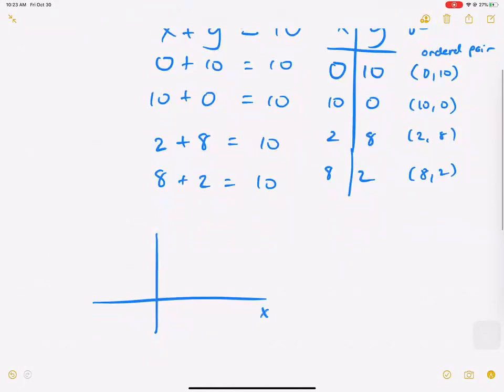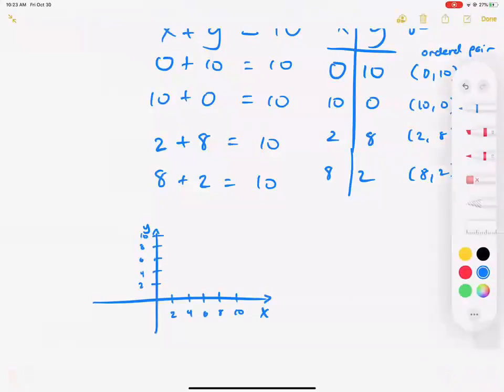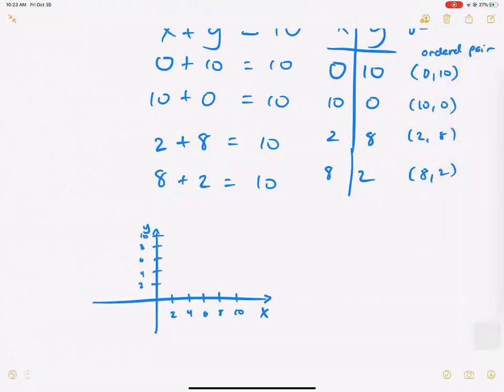If my x values are my horizontal and my y values are my vertical, I'm just going to count by twos. 2, 4, 6, 8, 10. We can plot these points and we can see that there is an actual tangible relationship.